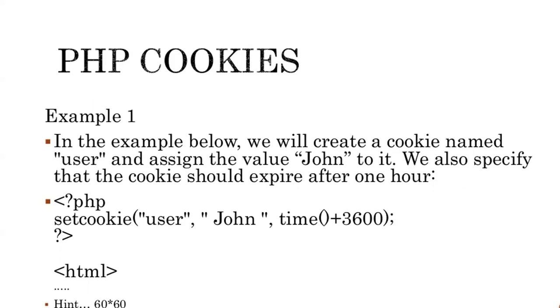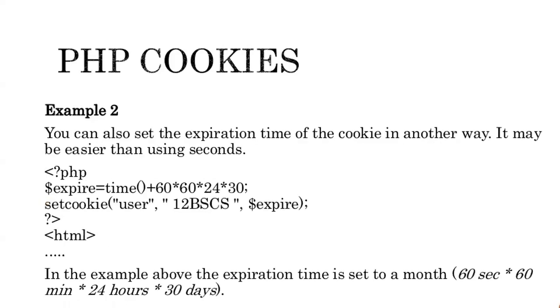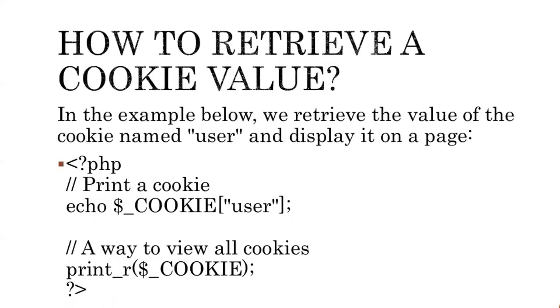and the cookie will expire after 1 hour, till the time that you have specified when you set the cookie. Till that time that particular user will be valid, and after that it will expire. So this is another way to set the expiration time.